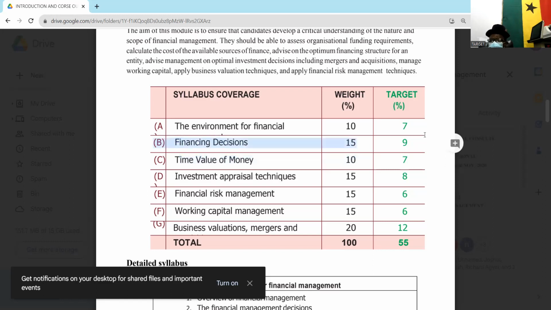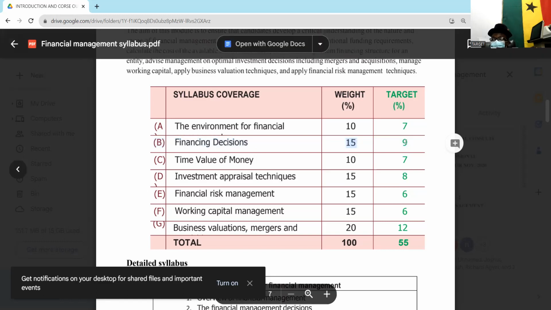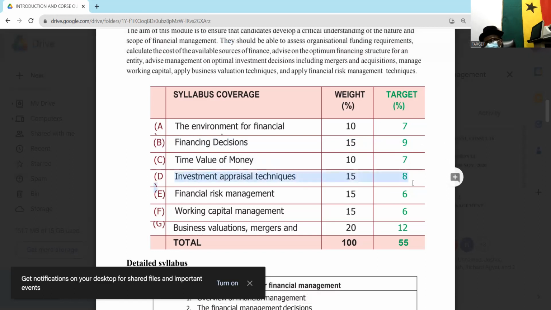Now let me go to B, financing decisions. There is a source of funds, and that is where you have cost of capital, the WACC, and its related matters. One of the main roles performed by financial managers is to critically assess the best financing decision. We call it the optimum financing decision or optimum capital structure of a firm. It's 15 marks. Don't worry, give us 9. Time value of money, give us 7. And investment appraisal, capital budgeting, give us 8 out of the 15 marks.